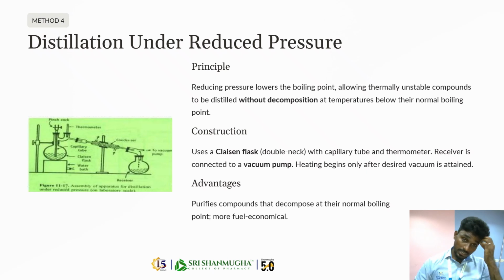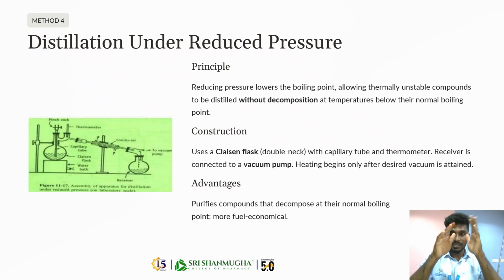What is the construction used in this method? It uses a Claisen flask, a rounded double-necked flask with a capillary tube and thermometer. The receiver is connected to the vacuum pump, and heating begins only after the desired vacuum is attained. The advantages of this instrument: it purifies compounds that decompose at the normal boiling point, and it is more fuel economical.